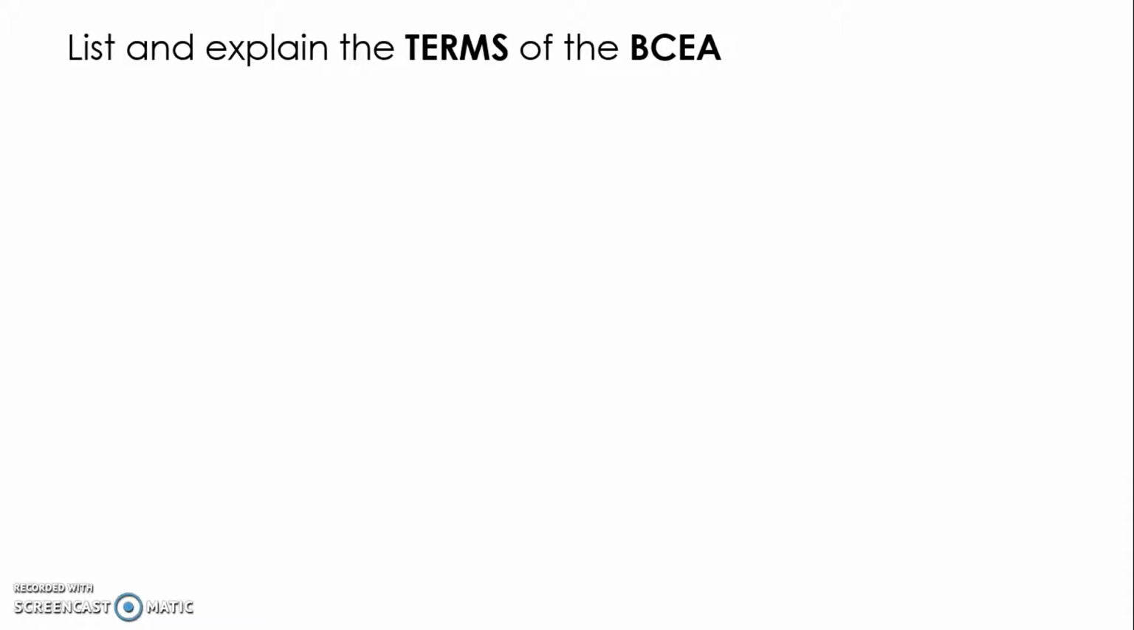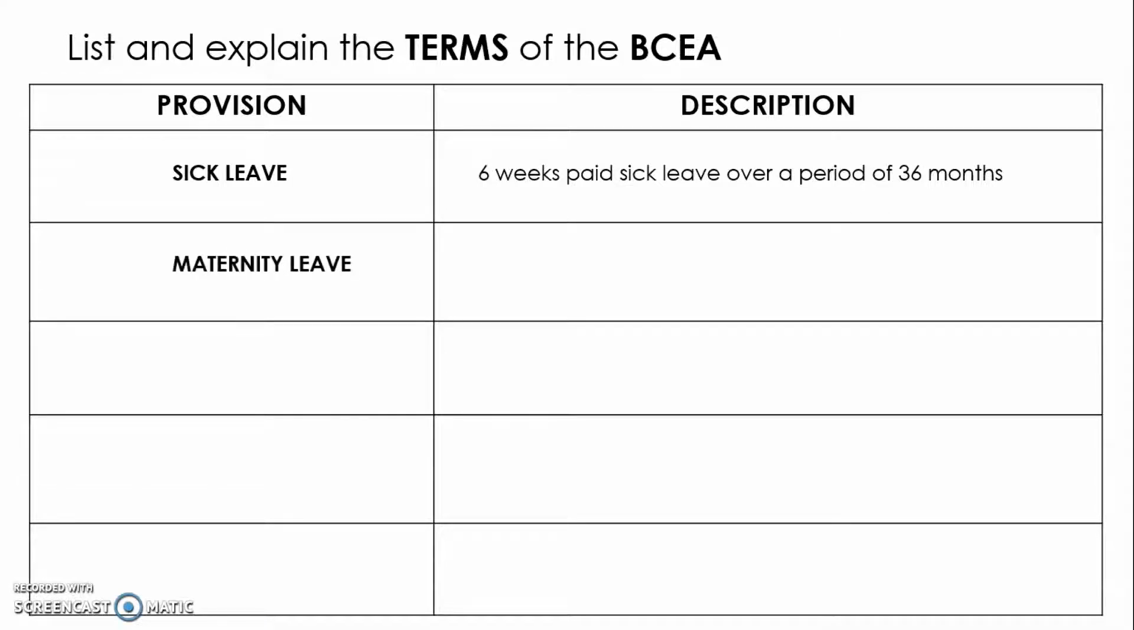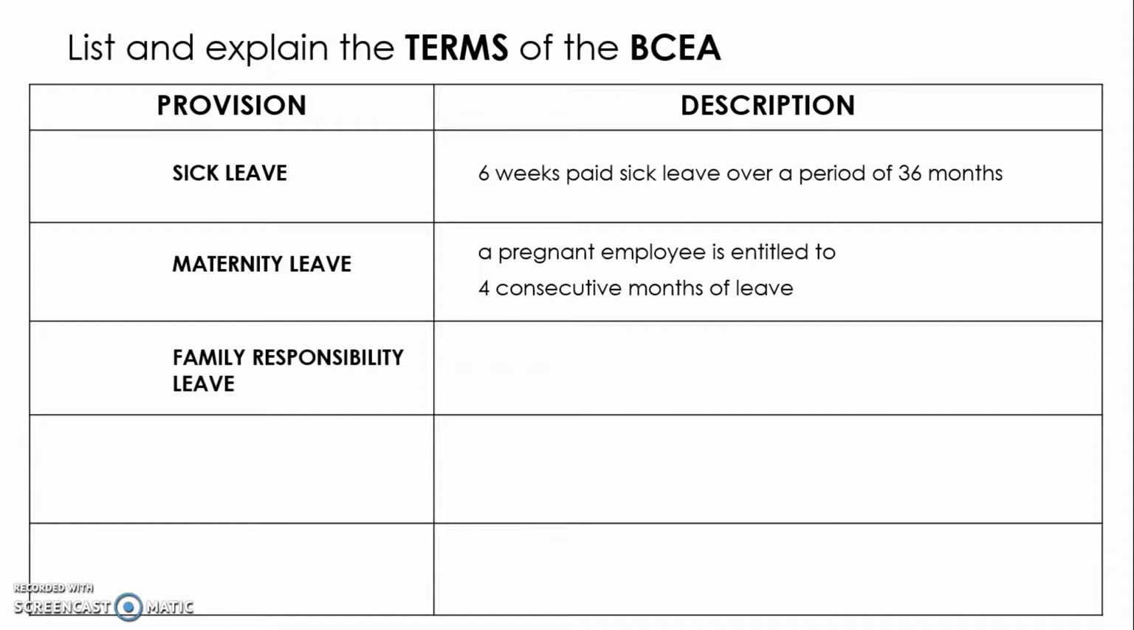Let's look at the next 5 terms of the Basic Conditions of Employment Act. Sick leave. Every worker is allowed 6 weeks paid sick leave over a period of 36 months or 3 years. Maternity leave. A pregnant employee is entitled to 4 consecutive months of leave. Family responsibility leave. Every worker is allowed 3 to 5 days paid leave per year.